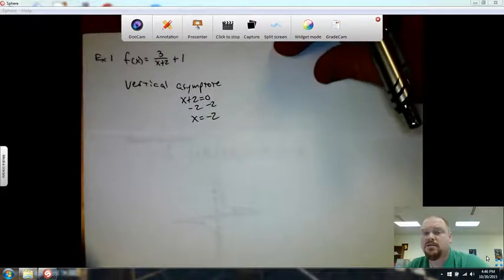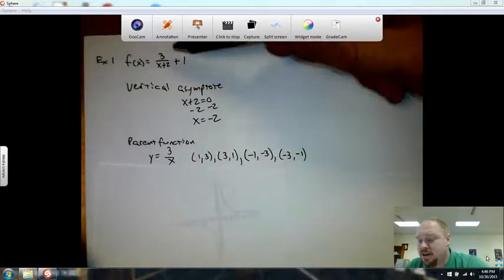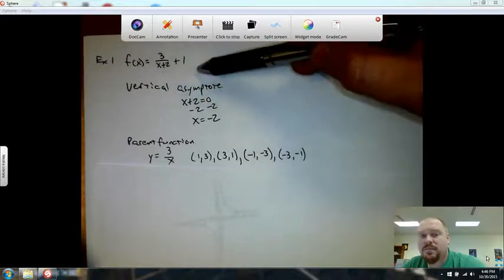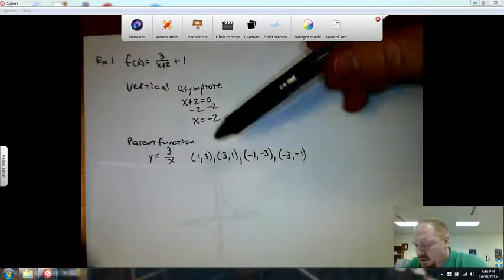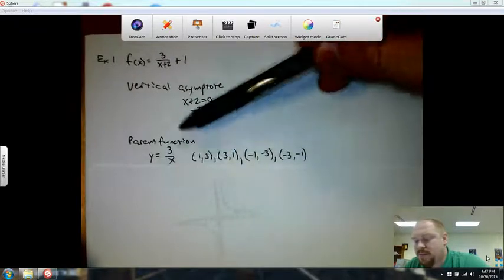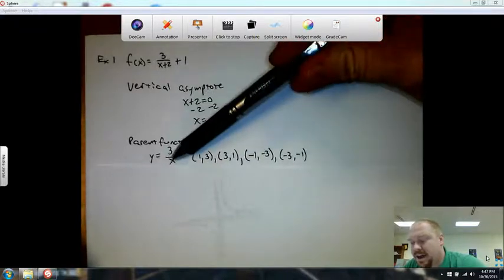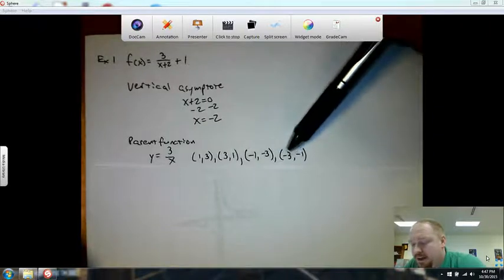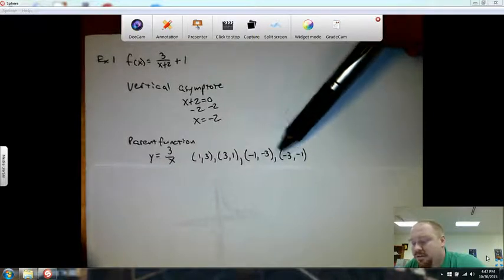I'm going to get those points that are going to help me graph initially. So the parent function is, notice that I kept the top number, but then it's just x on the bottom, and I don't care about what is being added or subtracted afterwards. So then, if I plug in 1, 3 divided by 1 is 3. If I plug in 3, 3 divided by 3 is 1. If I plug in -1, 3 divided by -1 is -3. Plug in -3, 3 divided by -3 is -1.